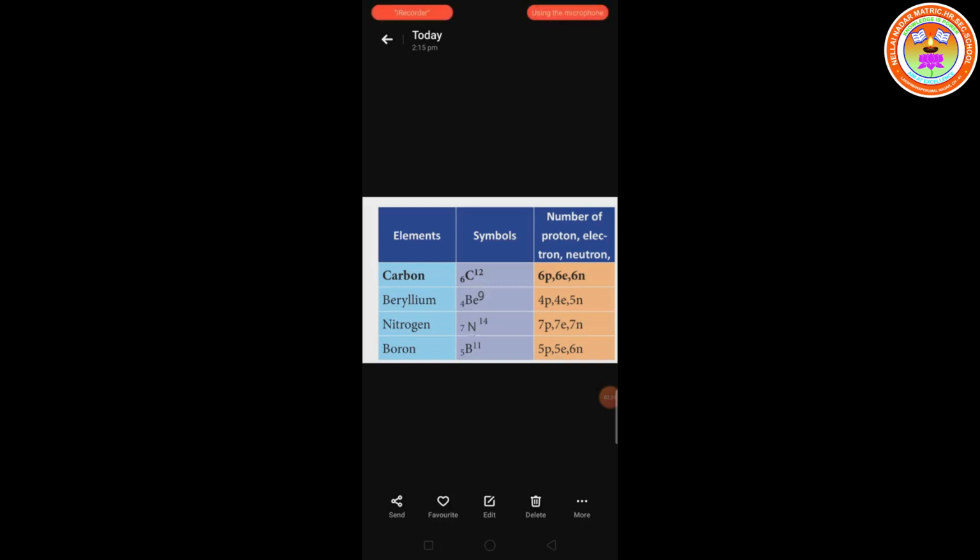Then nitrogen. So first letter of nitrogen is N, capital N. Atomic number 7, mass number 14. So atomic number 7 means it contains 7 proton, 7 electron. And it contains 7 neutron also. So mass number: 7 proton plus 7 neutron. 7 plus 7, 14. So the symbol is 7N14.